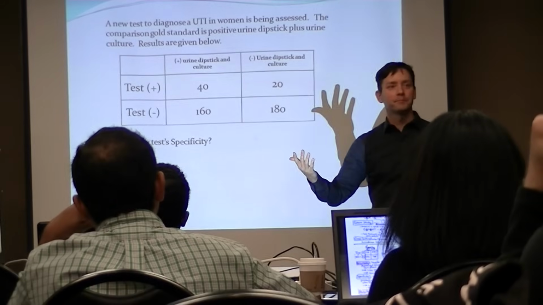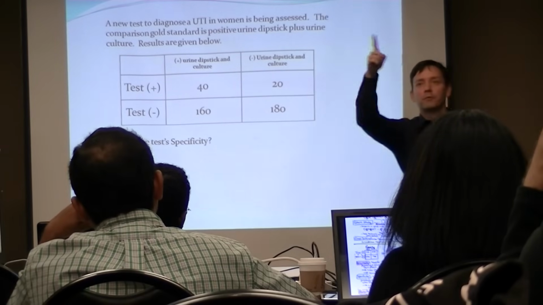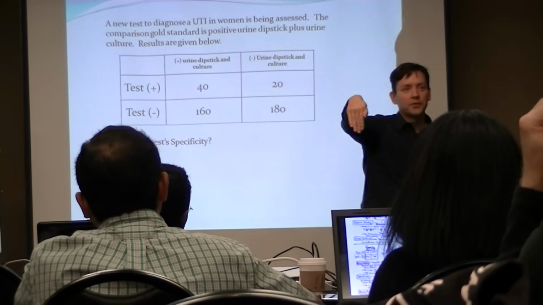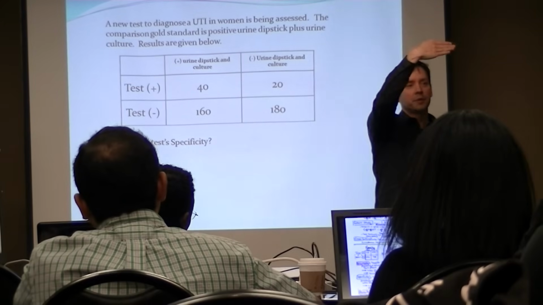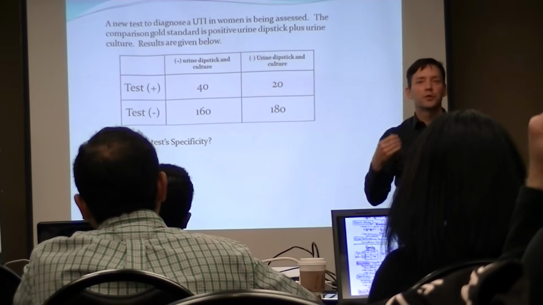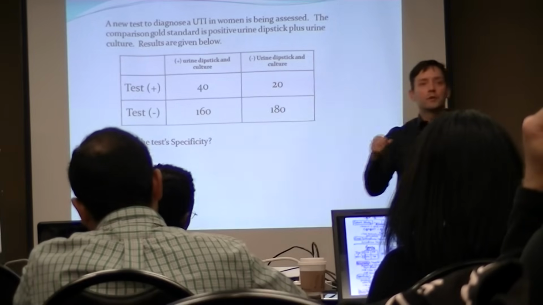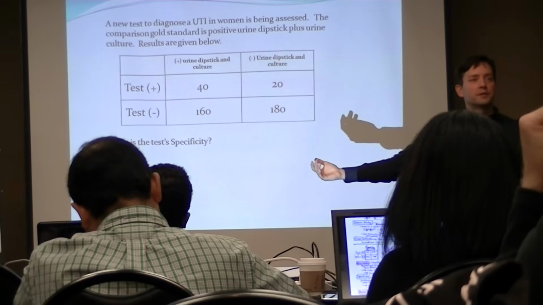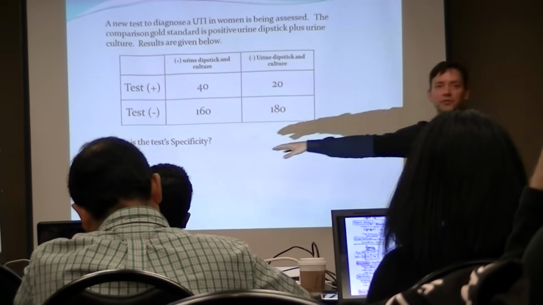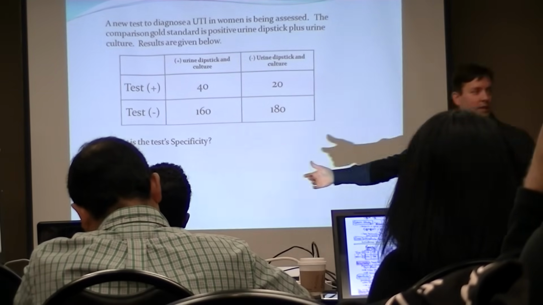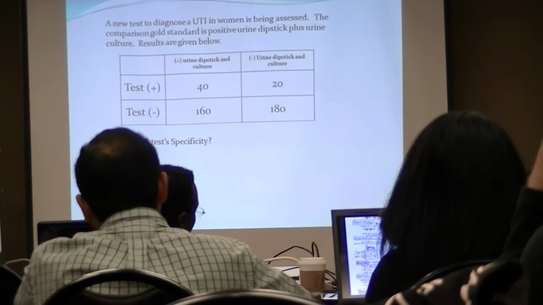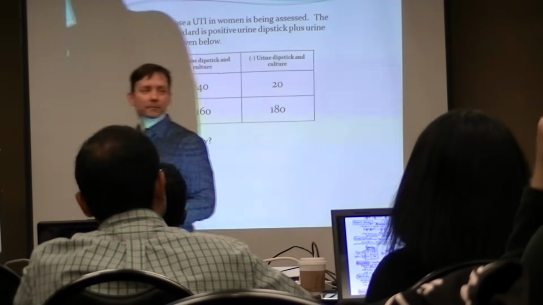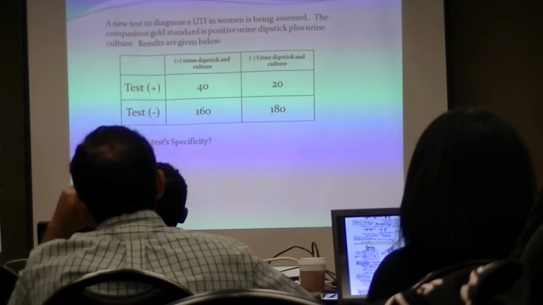Positive predictive value. What's on top? Remember, positive predictive value, 40. Negative predictive value. What's on top? 40. What's on the bottom? 40 plus 20, 60. So 40 over 60 is what? Roughly 66, right? Two-thirds, 66%. Boom. And that's it.